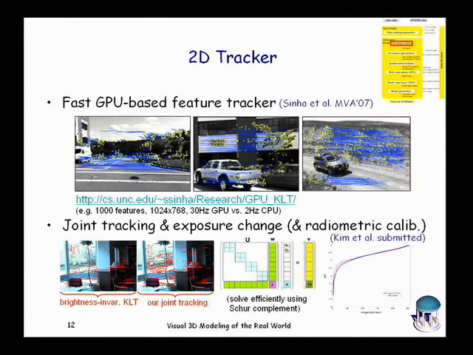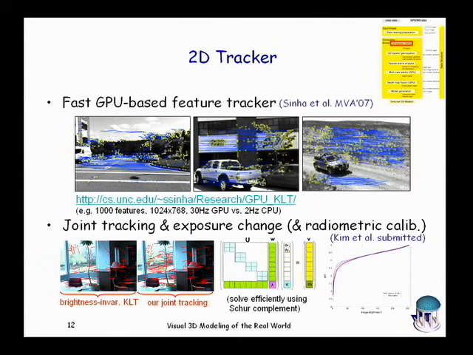OK, so first stage, GPU implementation here of the KLT tracker, the standard feature tracker. Actually, it's open source on the web, so people can play with it. We've done further work to extend the KLT, which is not yet integrated, to actually deal with gain changes automatically in case we would have cameras where we can't extract it directly from the camera. And we can do that quite efficiently.